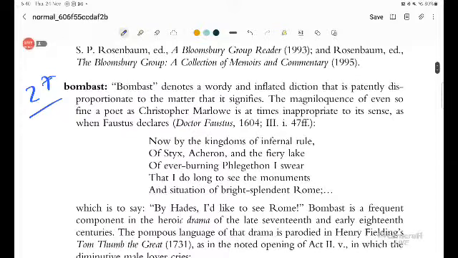It denotes a worldly and inflated diction that is patently disproportionate to the matter that it signifies.